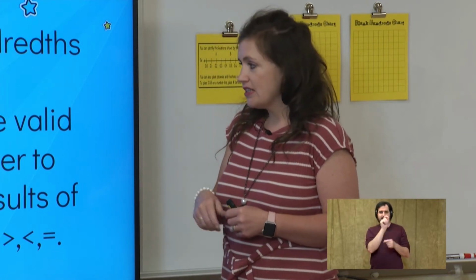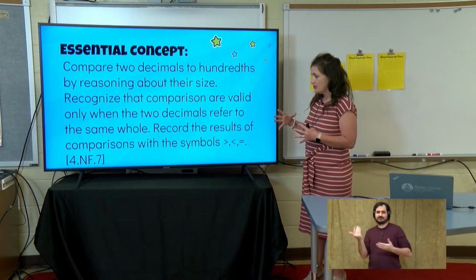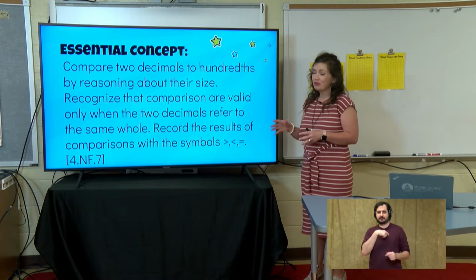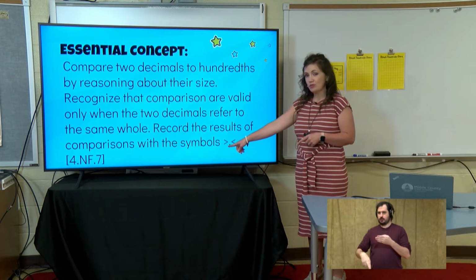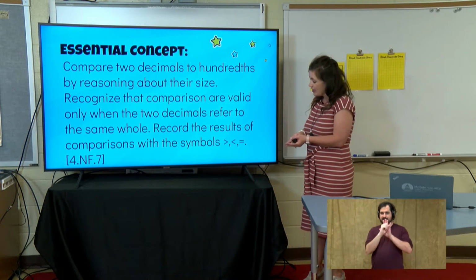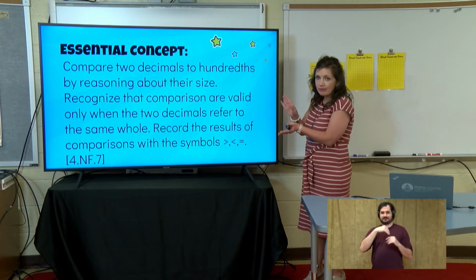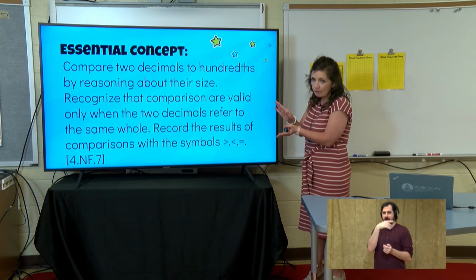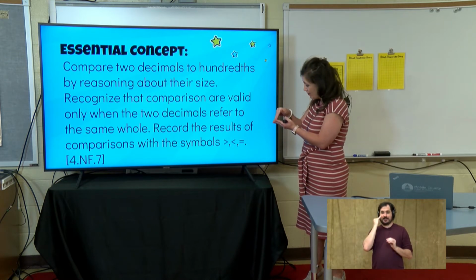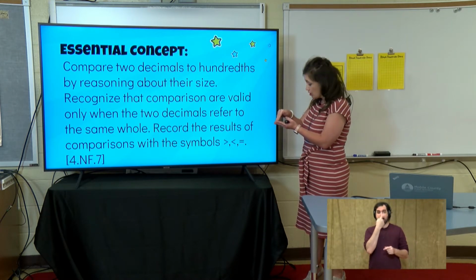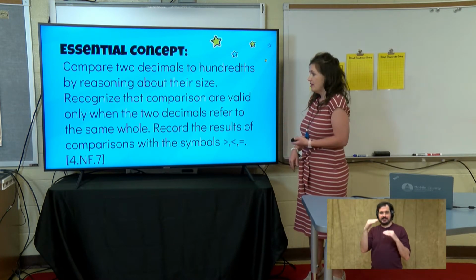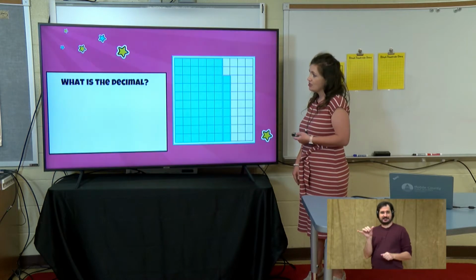So we're going to recognize the comparisons are valid between the two decimals, and we're going to record the results with these symbols. Remember, this symbol is the greater than sign. It's always going to have the alligator mouth open if it's a greater number. If that number's smaller, you're going to have that mouth closed and it's going to be pointing to the smaller number. And then, of course, equal means they're the same, they're equivalent. All right, so let's go ahead and get started, guys.